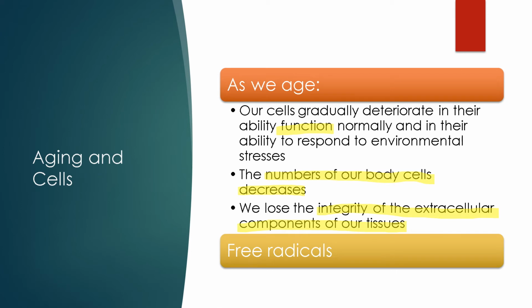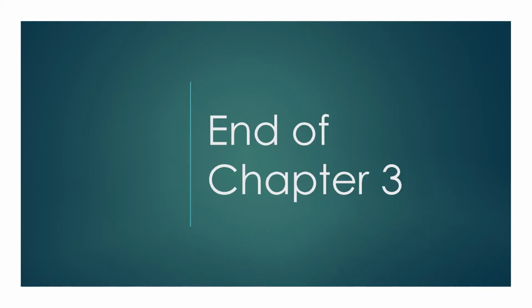We also get free radicals more as we age. So a free radical is an uncharged molecule. Typically, they are very reactive as they have unpaired valence electrons. So in the body, these can actually be quite destructive. And that's going to be the end of chapter 3.